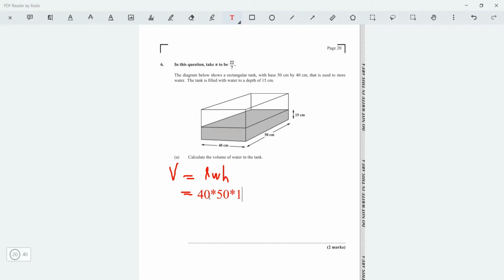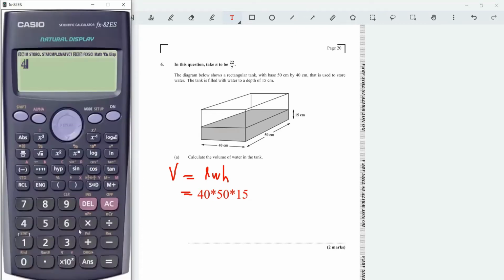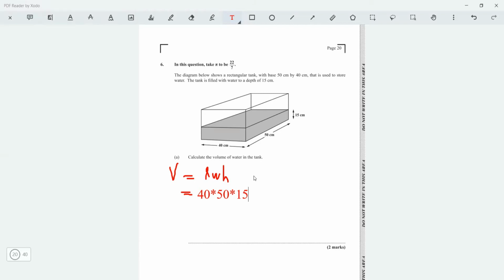I'll punch all of that into our calculator. 40 times 50 times 15. Punch it into the calculator, that's 30,000. So we end up getting that this is 30,000 cm cube. All right, that's the volume, 30,000 cm cube.